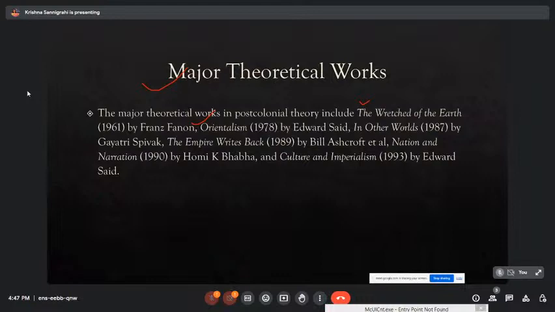So Orientalism, in Said's words, is a style of thought based on an ontological and epistemological distinction between the Orient and the Occident. So you get detailed descriptions of these concepts when you give a thoughtful reading to Edward Said's Orientalism. Then, in other words, by Gayatri Spivak, as we just discussed, Can the Subaltern Speak? is a very important essay. You will get this essay on the internet. You just write Can the Subaltern Speak?